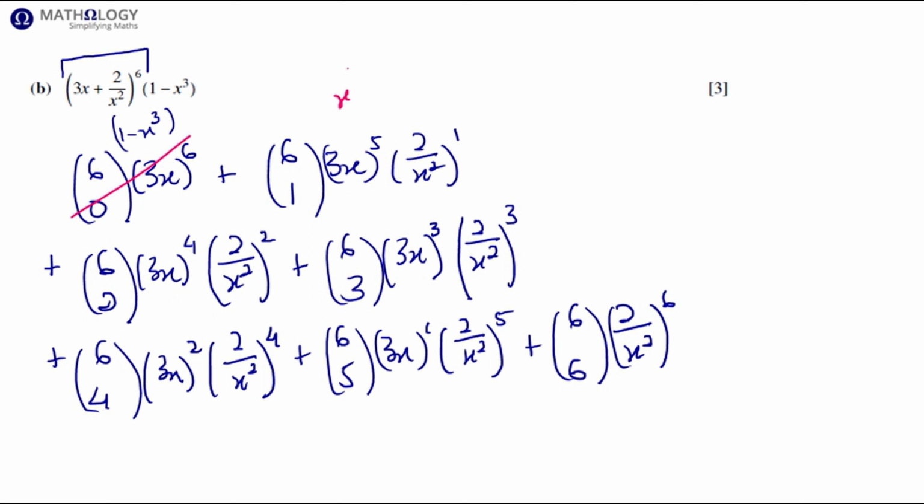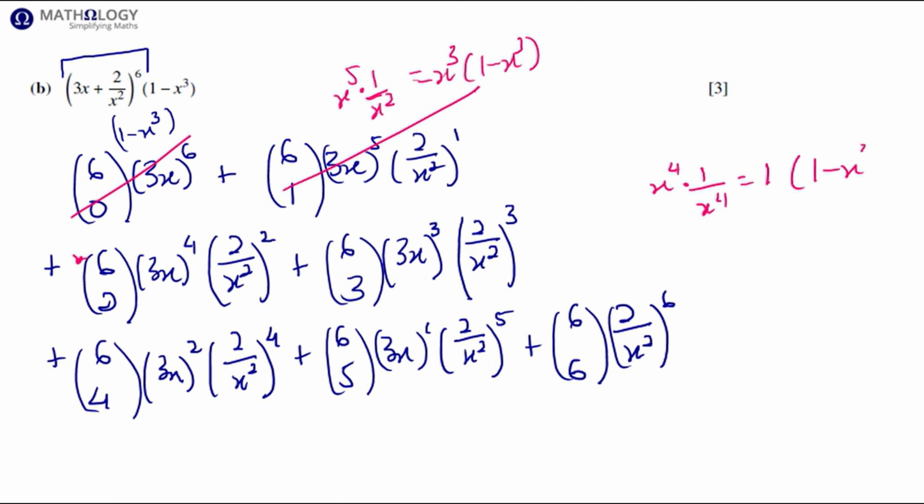The second term, we have x to the 5 times 1 over x squared, which is x cubed. And then we multiply it by 1 minus x cubed, and we still have a term in x, so that is also out. The third term, we have x to the 4 times 1 over x to the 4, which is 1. Right, and that's independent of x, and we multiply that by 1 minus x cubed. So we have that instance, right? And we've already established what that was. It was 4860. So we need to bear that in mind.